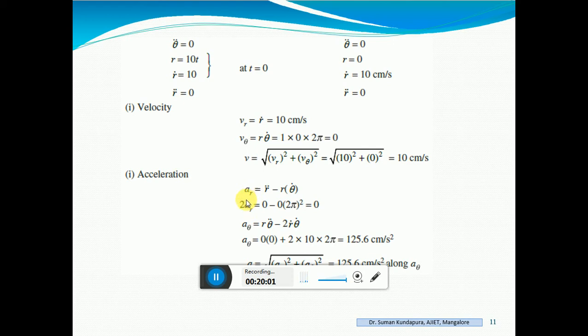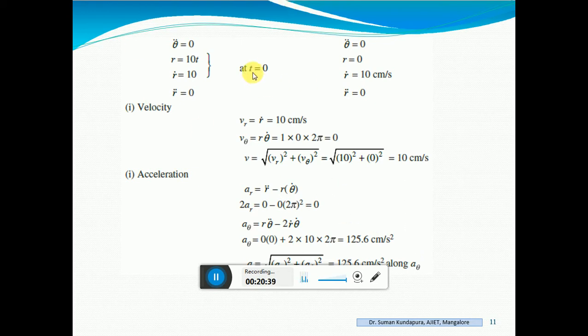So AR is equal to, there is a mistake here, that 2 is not there. So AR is equal to 0. A theta, R is 0. Here 2 into R dot is 10 and t is equal to 0. So you will get it so much. Substituting the value of pi and multiplying with 20, you will get 125.6 centimeter per second square.